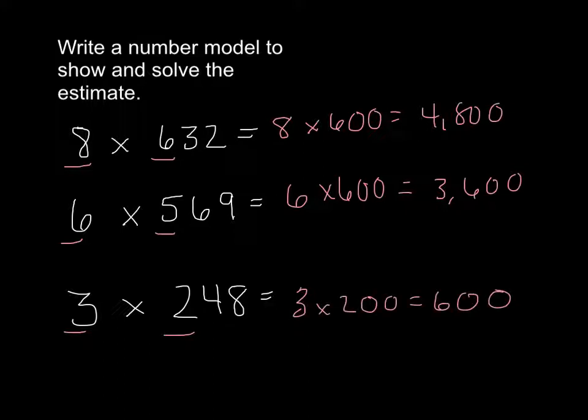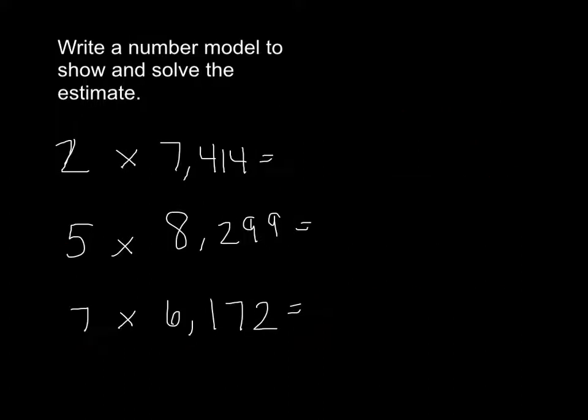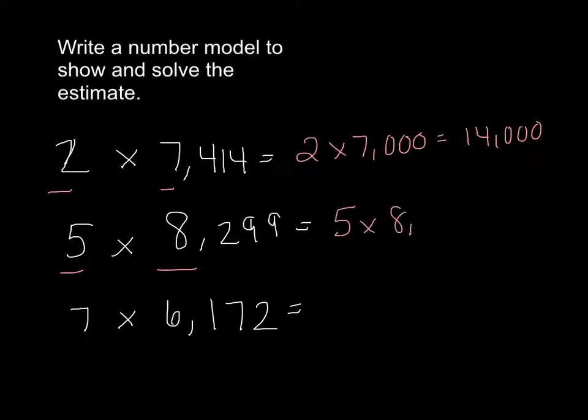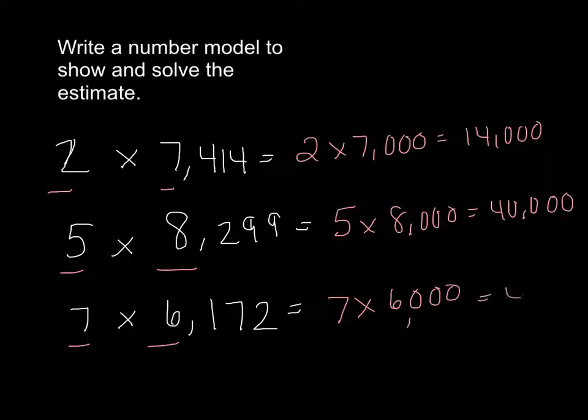Get ready for your final 3 problems that you're going to solve today. Here we need to round to the nearest 1,000. So 2 times 7,000 is 14,000. 5 times 8,000 is 40,000. And 7 times 6,000 is 42,000.